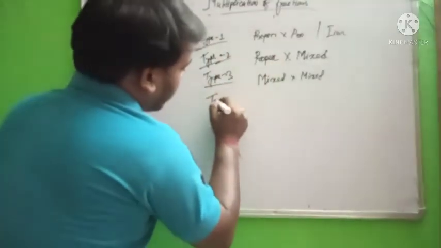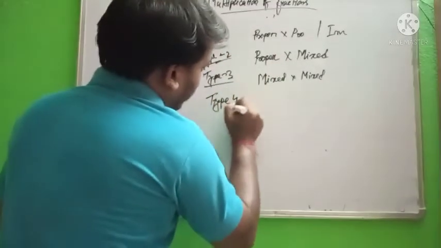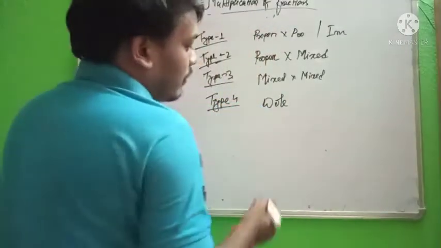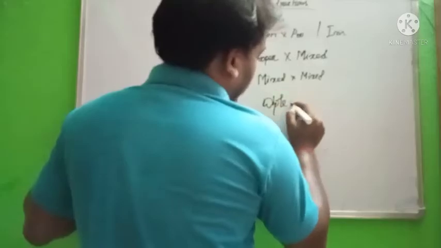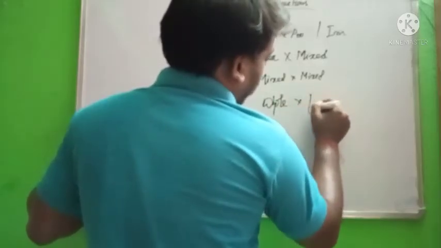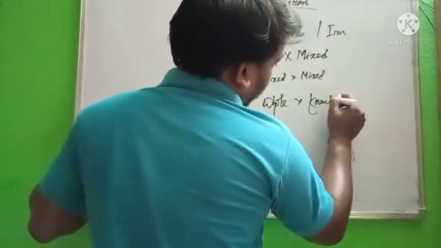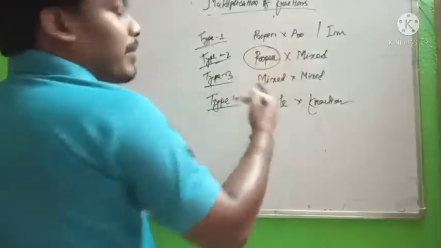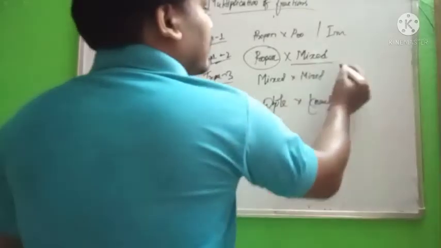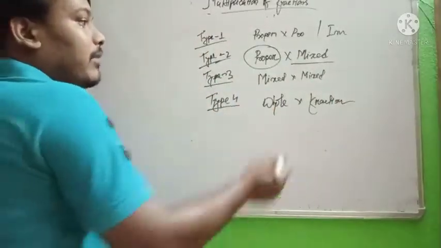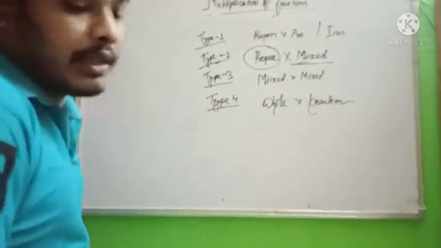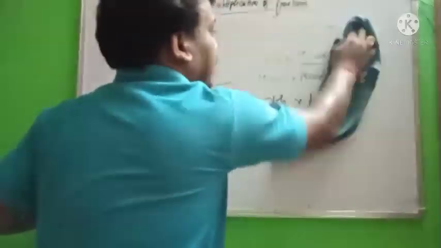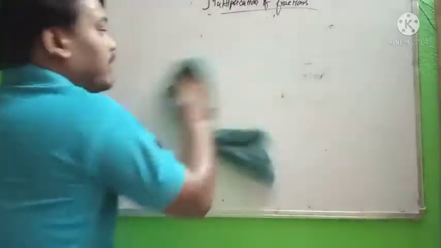Type 4: when we multiply a whole number with a fraction, any fraction. Okay, very easy. Here, proper or improper, there is no problem. Classification only comes when a mixed fraction comes. So if I give examples, we will cover both 8a and 8b, and it is very easy.